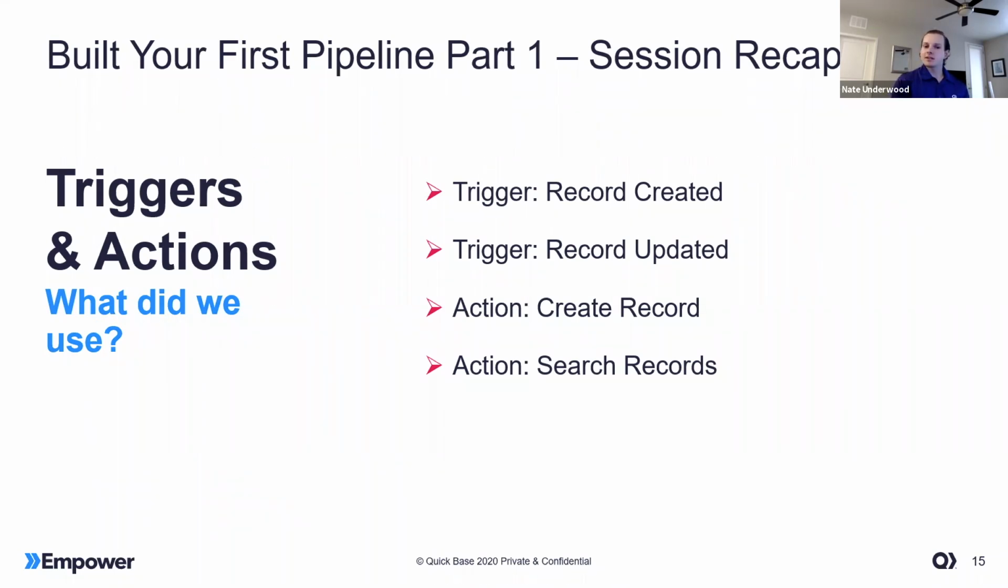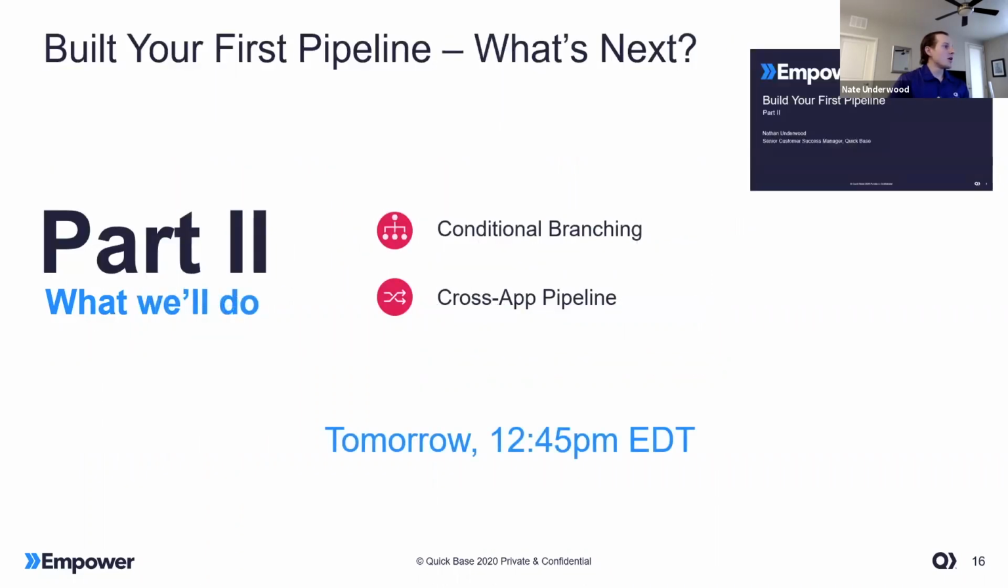And so what's next? Tomorrow I'll be doing a part 2 of this session. In that part 2, we'll be doing conditional branching, which is a little bit more in depth, a little bit more advanced pipelines capability. That's exciting. And then we're going to be doing a cross app pipeline as well. This is going to be a live session tomorrow at 12:45 Eastern time. So I hope to see you there.